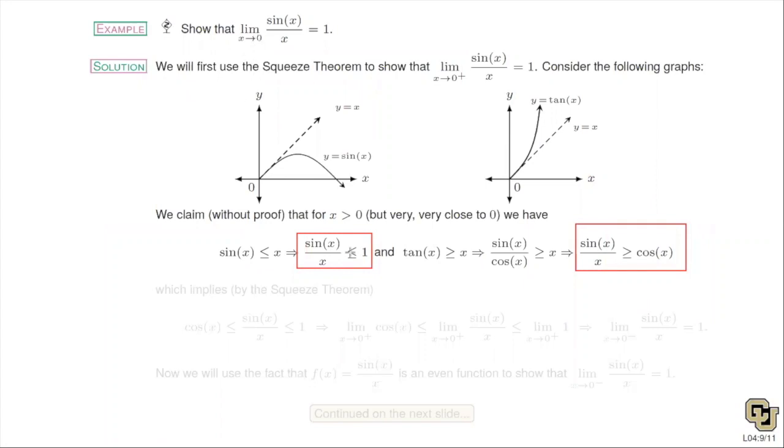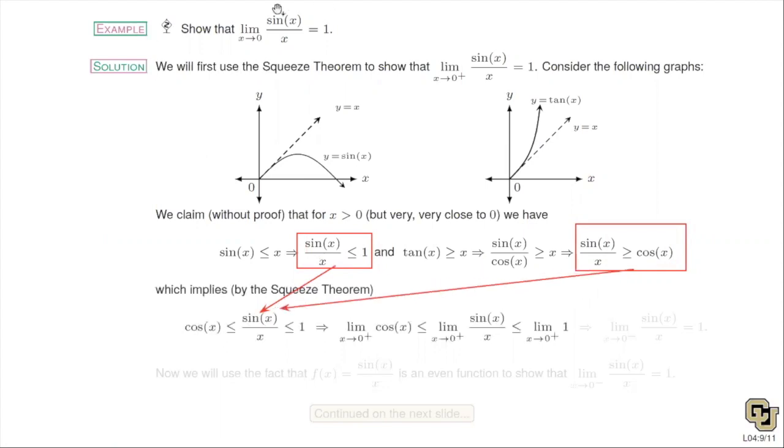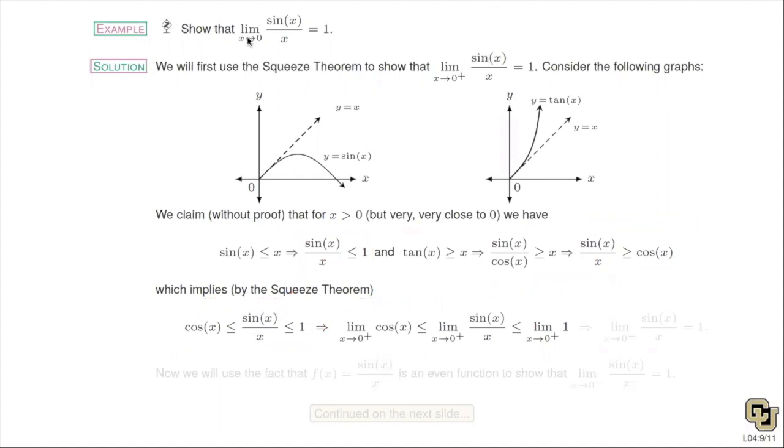So we can put both of these together and come up with an inequality that'll allow us to do the squeeze theorem. So here's my inequality when you put both of those together. Sine of x over x is less than or equal to 1, and sine of x over x is greater than or equal to cosine. So now we hit everything with a limit.